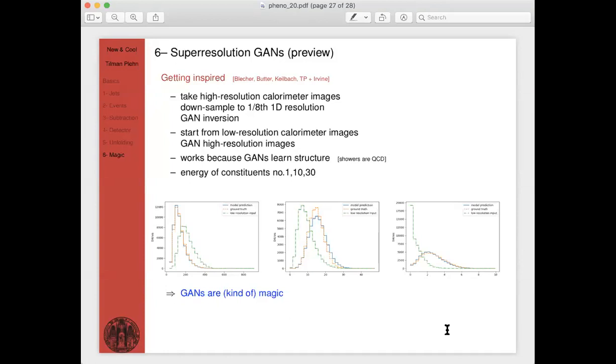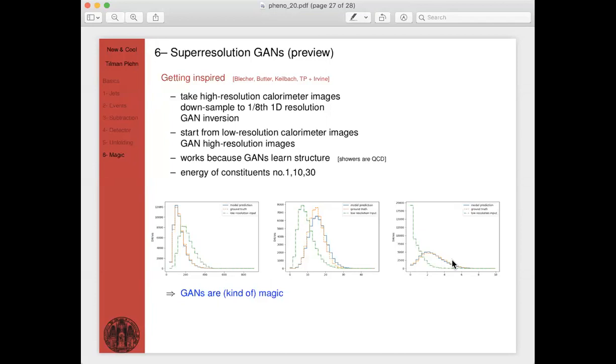The paper isn't out. It's together with Daniel Whiteson and the Irvine group. Here you see the energy of constituents number 1, 10, and 30 of our jets. The model prediction is blue. The green one is what happens when we downsample. The orange one is what our network gives us back. So tell me that doesn't work. Experimentalists, why do you need a tracker again?